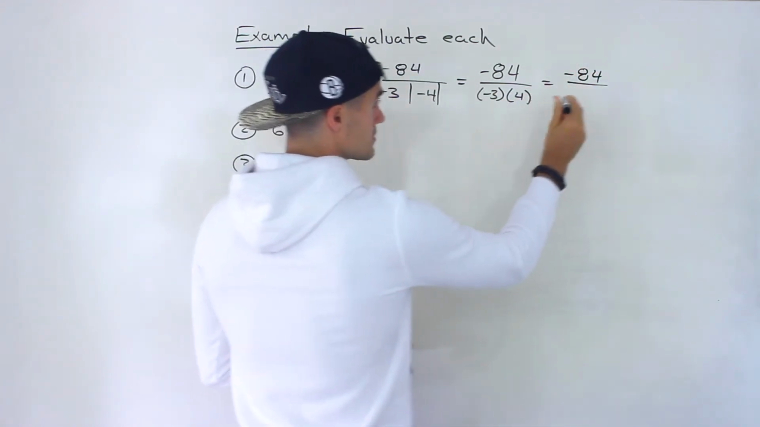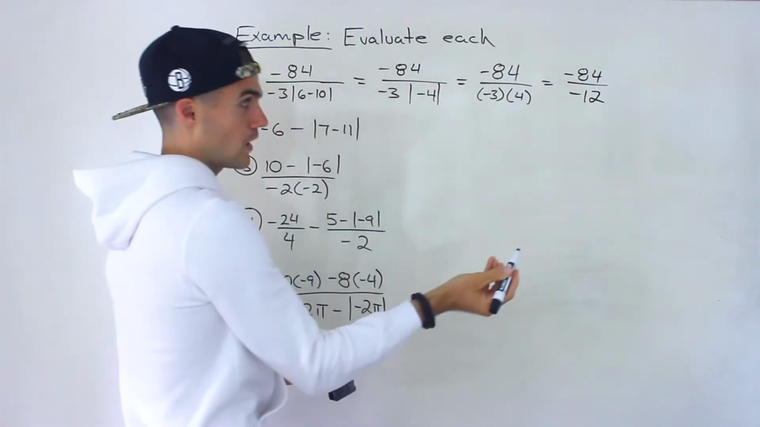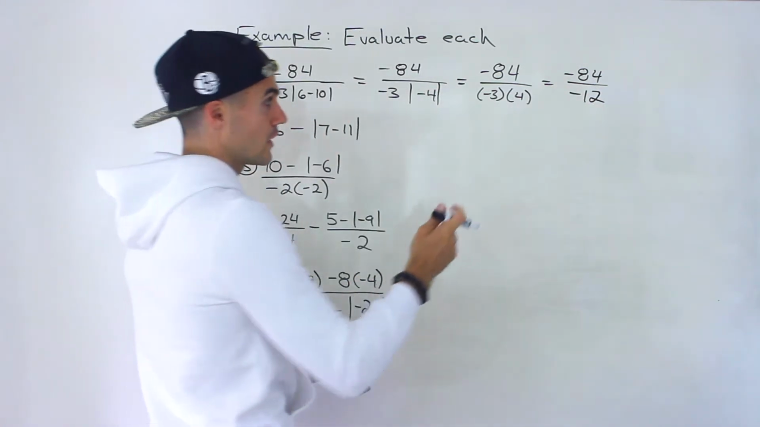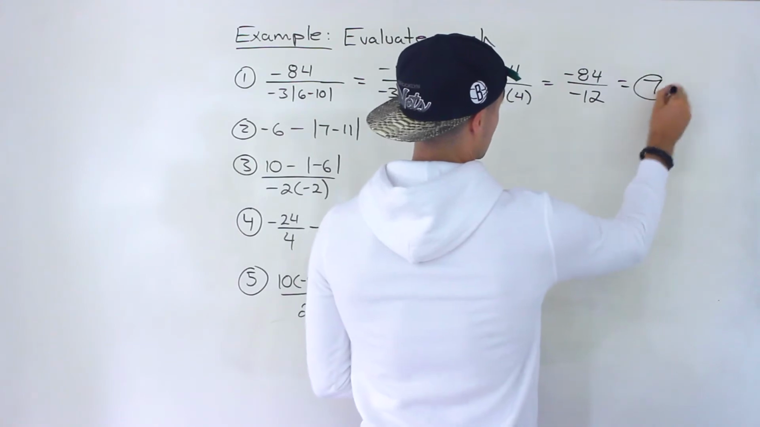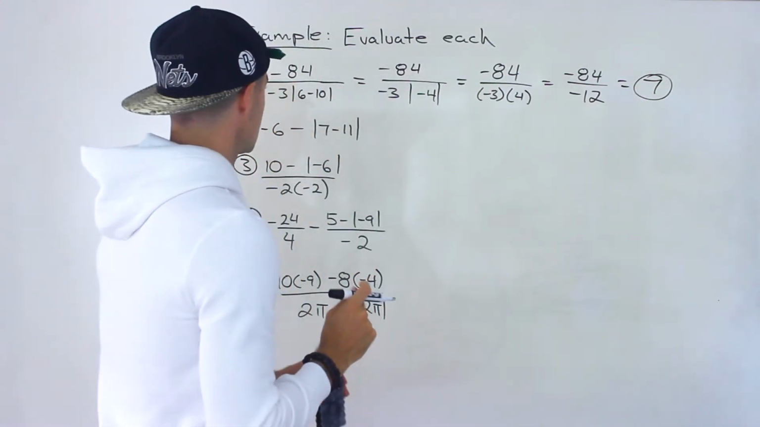Then we can multiply these two. That would be negative 12. Negative 84 divided by negative 12 would give us positive 7. So that's the answer to number 1.